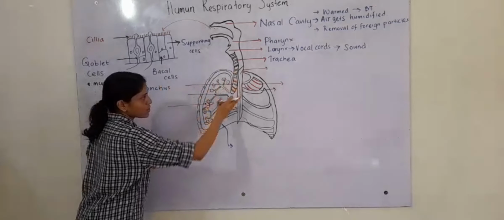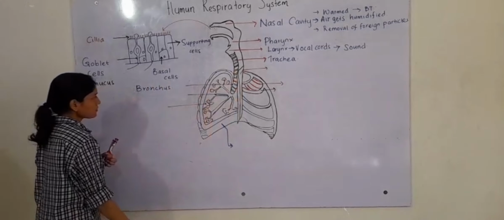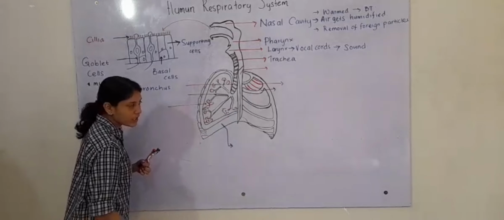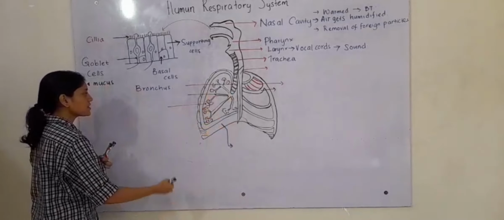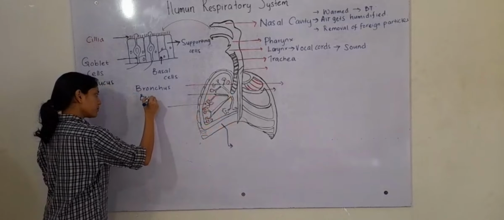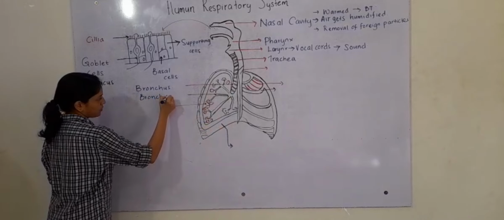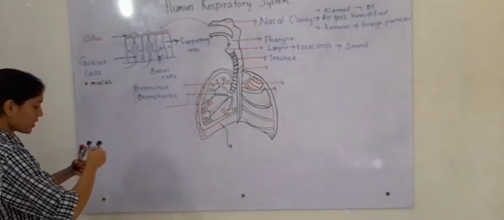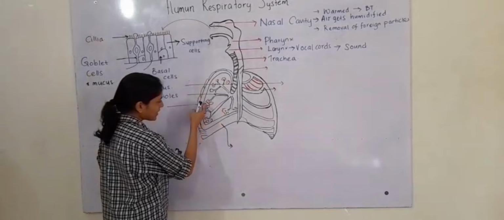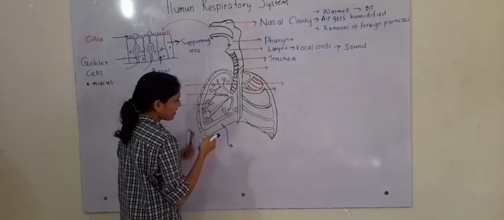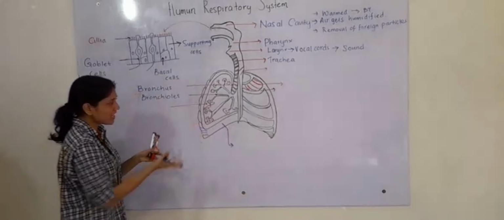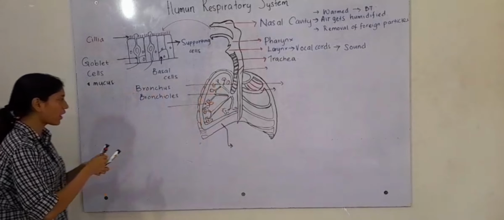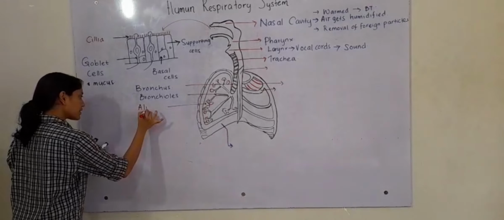So bronchus also contain the cartilaginous rings. Then, people, this bronchus is going to divide into small branches called bronchioles. So at the end of the bronchioles, people, there is a very important tiny structure. A large number of air sacs are present at the end of the bronchioles. That is called alveoli, people.